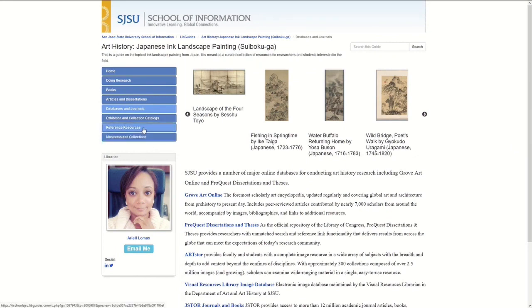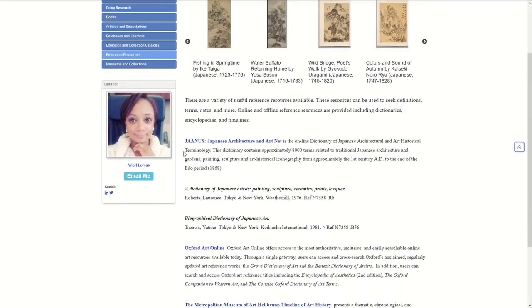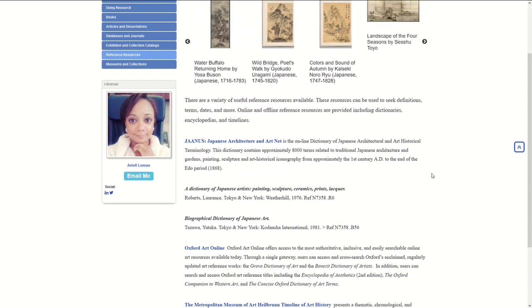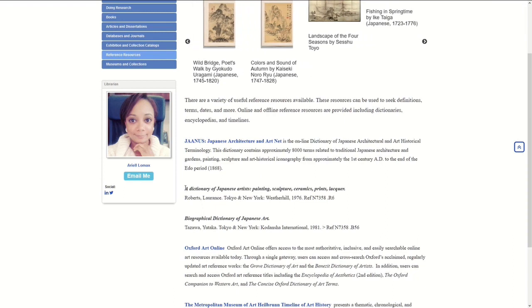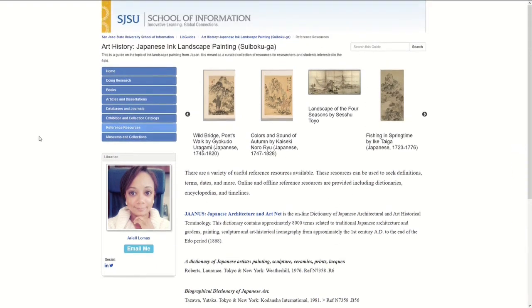Another example under reference resources: Janus, the Japanese Architecture and Art Net, is the most popular, biggest Japanese art history dictionary online. So that has been put at the top above a dictionary of Japanese artists, which is an A, because this is the most valuable to researchers.